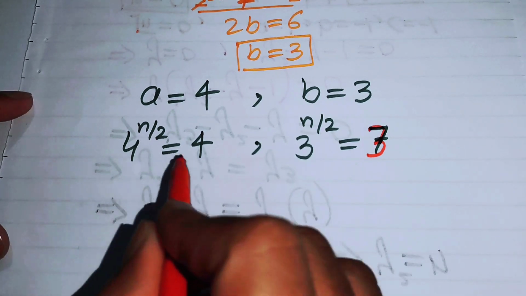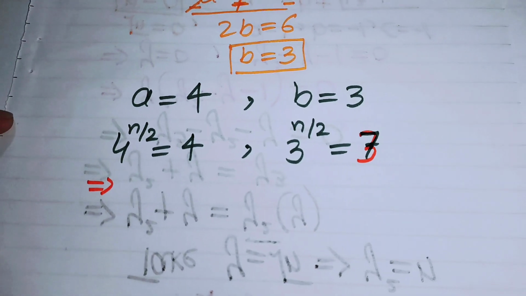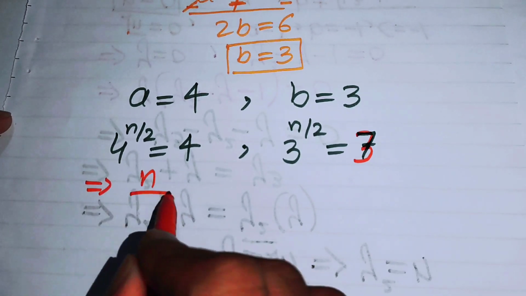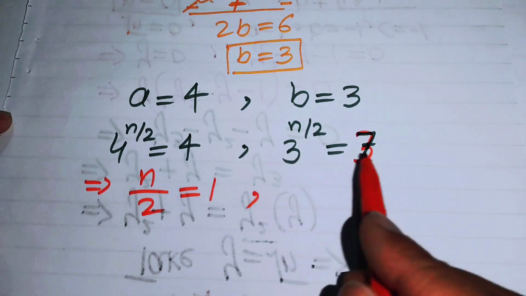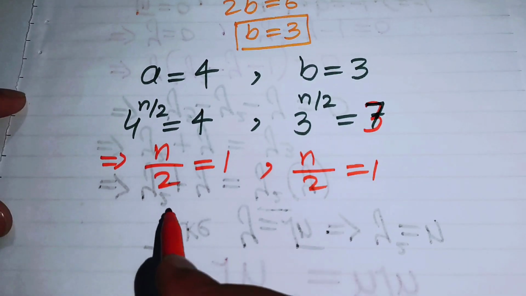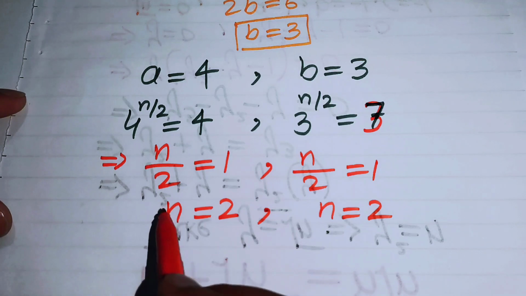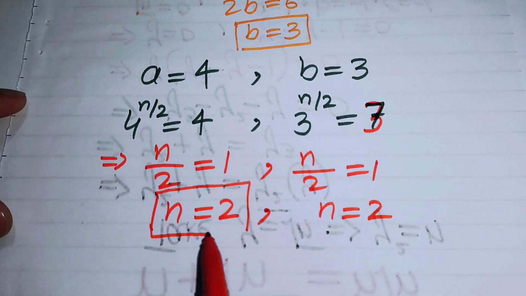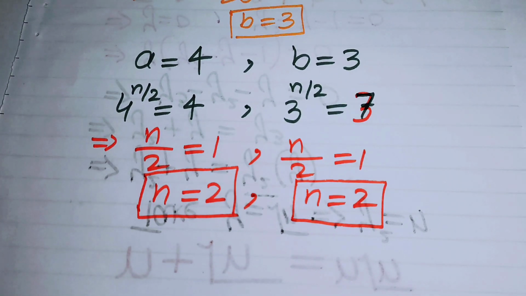Here we compare both sides, and you see that the bases on both sides are the same, so the exponents are equal, and we obtain n over 2 equals 1, which gives n equals 2. Similarly here we obtain n equals 2. So in both cases we get n equals 2. This shows that n equals 2 is the only solution of this problem.